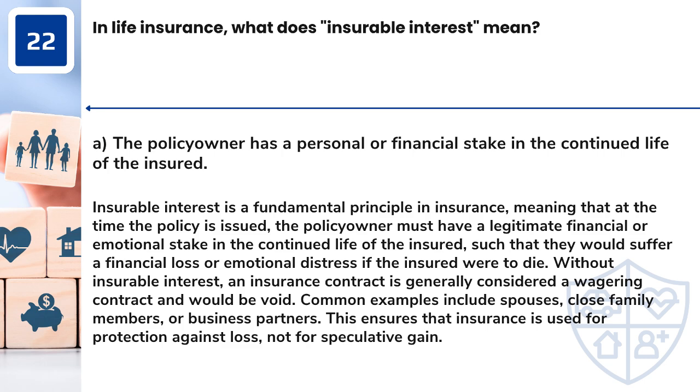Without insurable interest, an insurance contract is generally considered a wagering contract and would be void. Common examples include spouses, close family members, or business partners. This ensures that insurance is used for protection against loss, not for speculative gain.